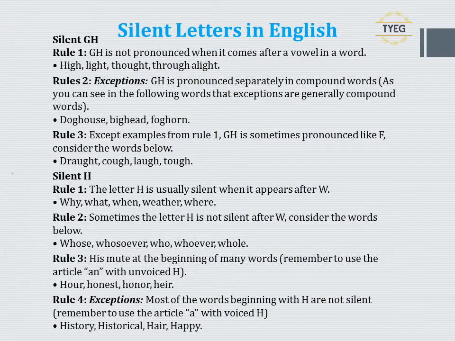Silent GH. Rule 1. GH is not pronounced when it comes after a vowel in a word. High, light, thought, through, flight. Rule 2. Exceptions: GH is pronounced separately in compound words, as you can see in the following words; exceptions are generally compound words. Doghouse, bighead, foghorn. Rule 3. Except examples from Rule 1, GH is sometimes pronounced like F. Consider the words below: draft, cough, laugh, tough.